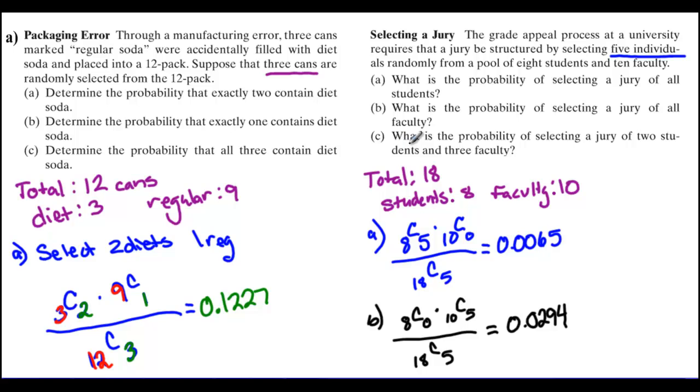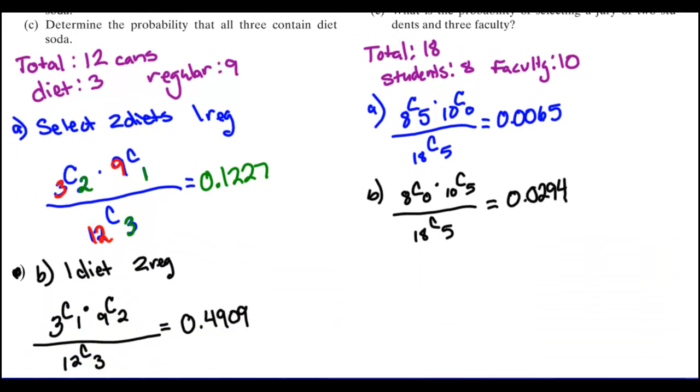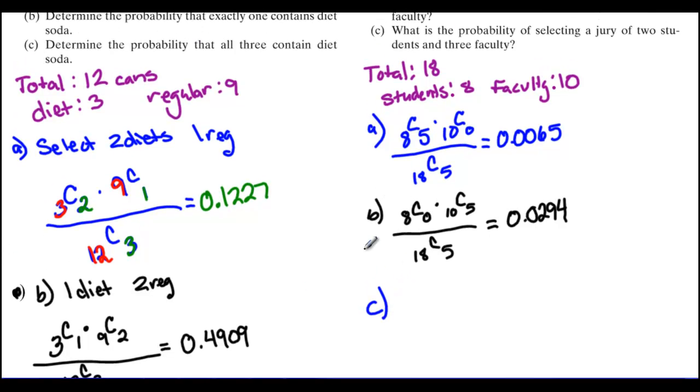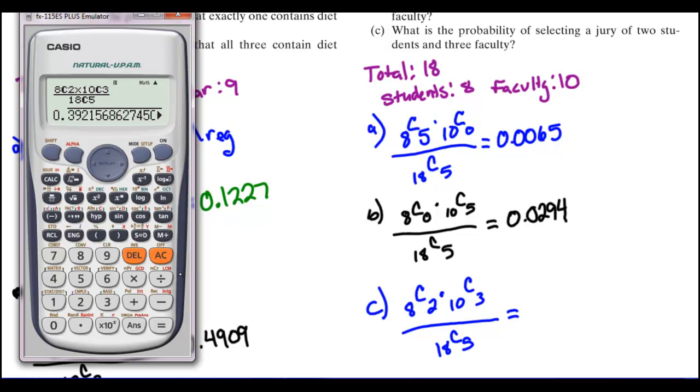And then for part C, what's the probability of selecting a jury of 2 students and 3 faculty? So for C, we want 2 students and 3 faculty. So of the 8 students, we want to choose 2. Of the 10 faculty, we want to choose 3. And again, dividing by that 18 choose 5. And we're going to get 0.39215, so 0.3922.